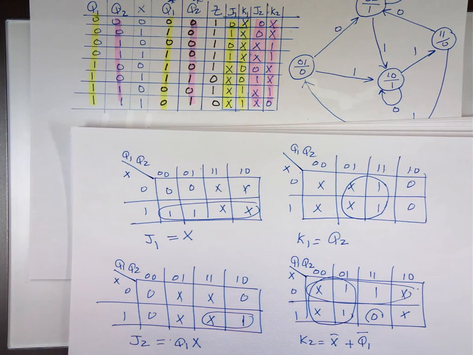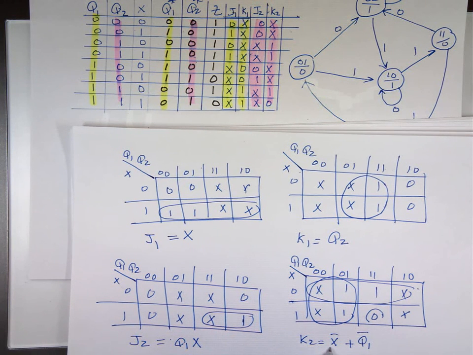What were you thinking about zero? I can group the zeros. If I group the zeros, I could take this zero with that zero. And if I did that, it would give me the same answer, because that'll be X bar, Q1 bar.